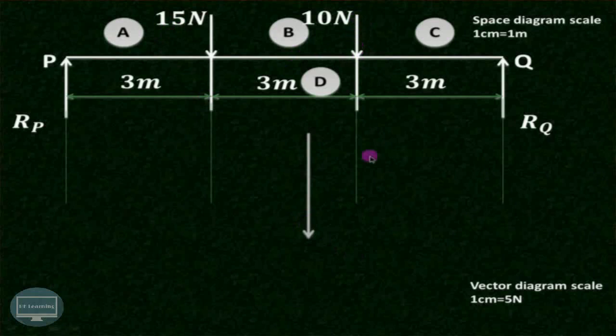Further, we are having the 10 Newton force also acting in the downward direction. So from this end point, again we'll draw another vector in the downward direction. So total length will be 3 plus 2, that is 5 centimeter, representing this 15 Newton force and 10 Newton force respectively. Now take any point O, known as the pole, in the space.